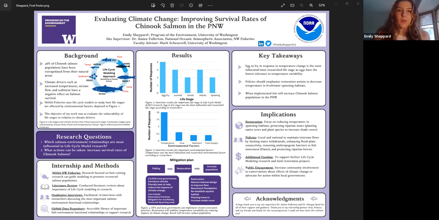These implications focus on egg to fry survival in relation to increasing temperature. The end goal will be to stabilize and increase Chinook salmon populations in the Pacific Northwest as we prepare for a warming climate. Thank you for listening.